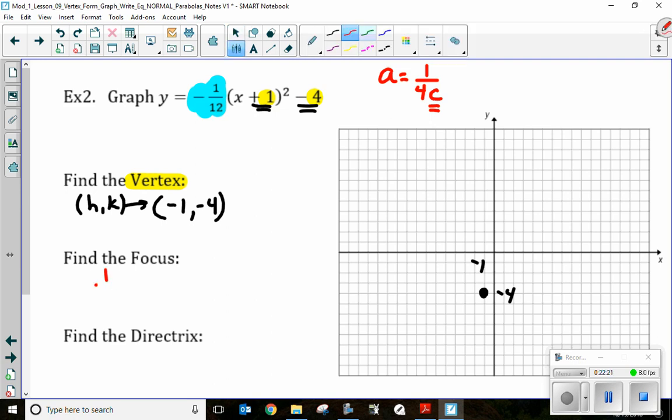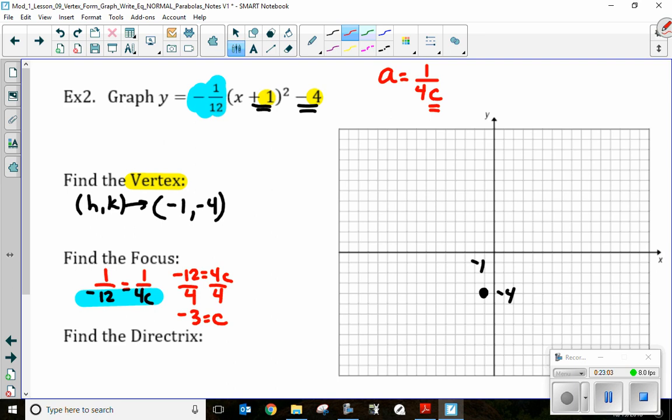So I'm going to say 1/-12 equals 1/4C. In order to solve for this, all right, I need to take -12 and set it equal to 4C. Those two values have to be the same. So -12 equals 4C. I divide both sides by 4. So -3 equals C. That tells me I'm going to go down to find my focus, which means my parabola should open downward.